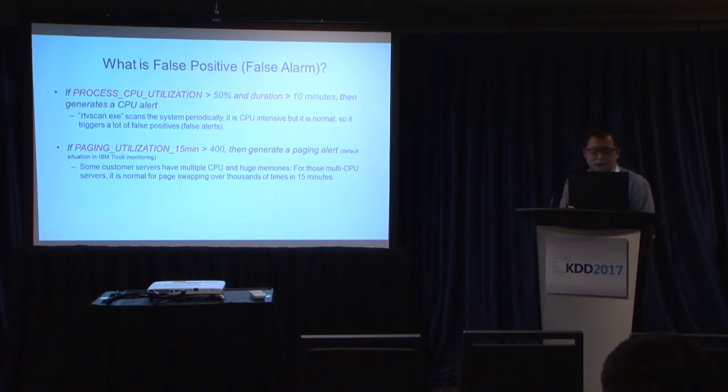So this one, for example, if some customer servers have multiple CPUs and a lot of memory, it may be very common that you have a lot of memory swapping. So one of the questions is, we have the historical data, and we know that many of the alerts from those monitor conditions are false positives. The question is, how do we remove those? Can we optimize the monitor conditions and reduce the false alerts?